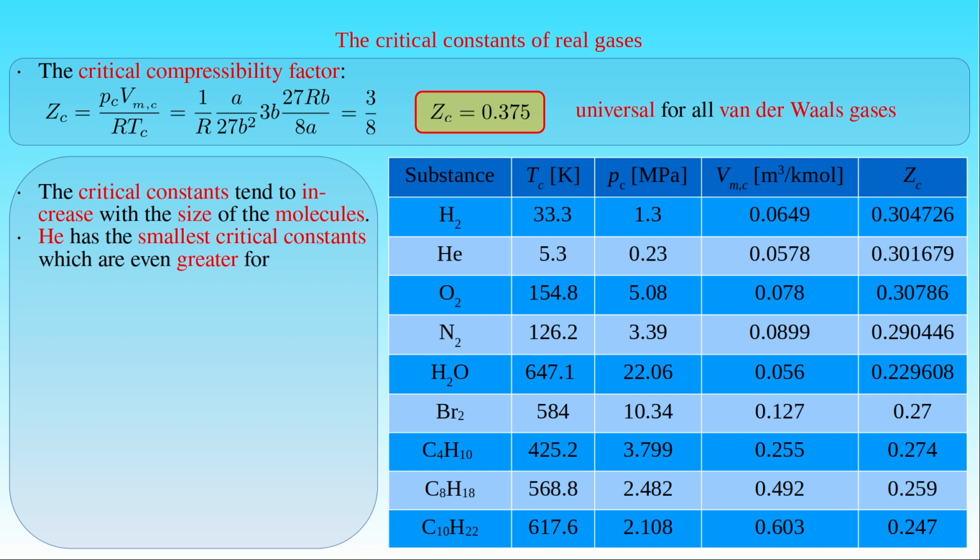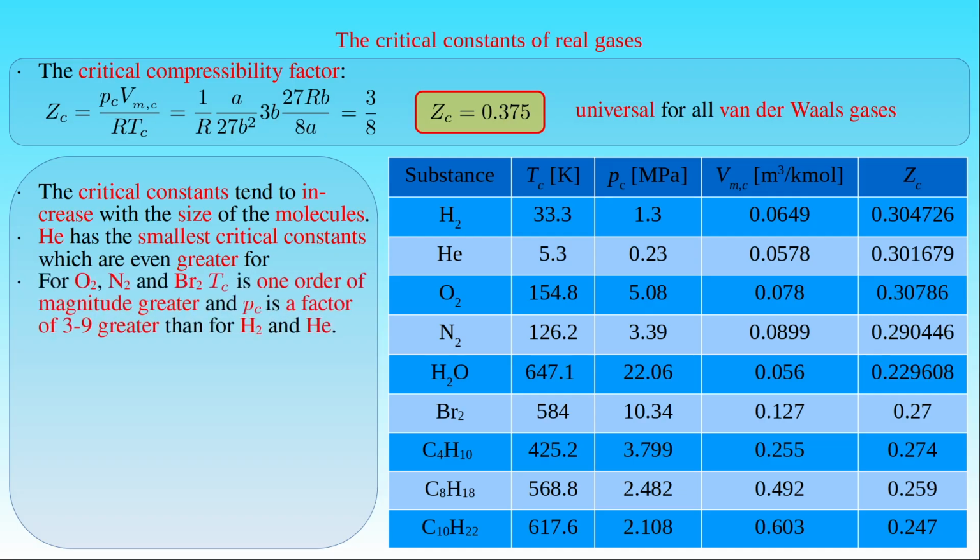All the critical constants are greater for the gas composed by hydrogen molecules. Its critical temperature and critical pressure are already 1 order of magnitude greater than those of the helium, and its critical molar volume is also greater than 0.06 cubic meter per kilomole. By considering molecules of elements that have greater atomic numbers in the periodic table like oxygen, nitrogen, and bromine, we see that the critical temperatures are 1 order of magnitude greater than those of the light elements. Their critical pressures are also several times larger than the critical pressure for the hydrogen molecule. There is some increase in their critical volume as well, but it is much more moderate.